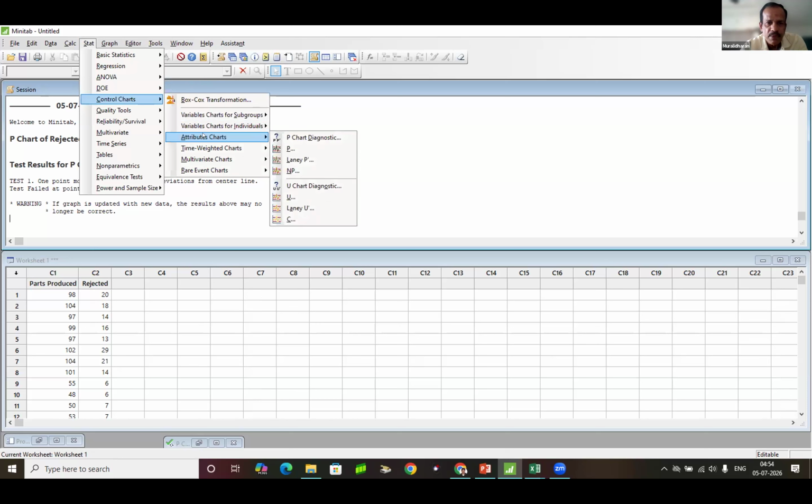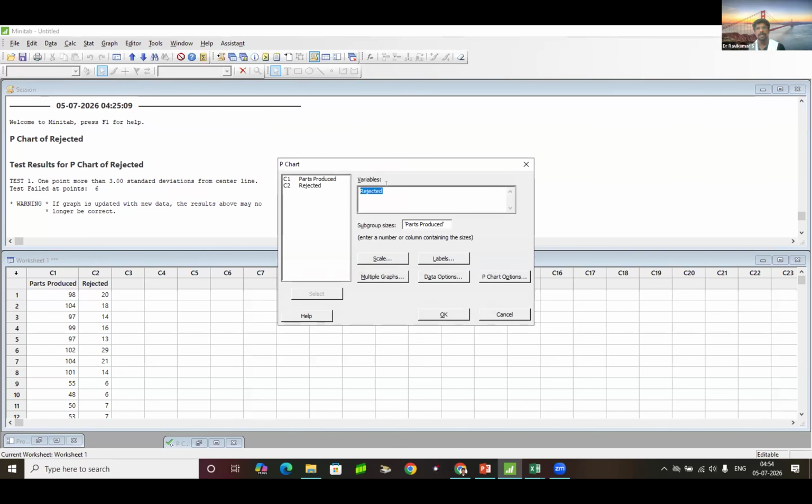Then P chart. The first is P chart diagnostics, the second is P. Yes, choose P. Then you could see the parts produced and parts rejected in the vertical column. No need to select. Click on the variables box, which is the horizontal one, then click on the parts produced.